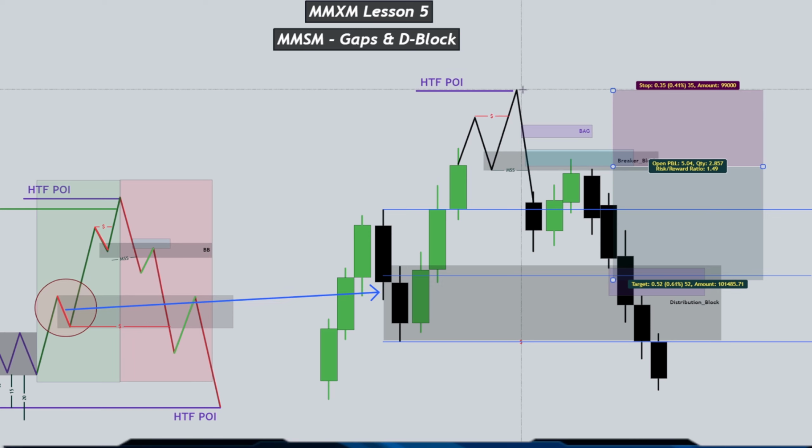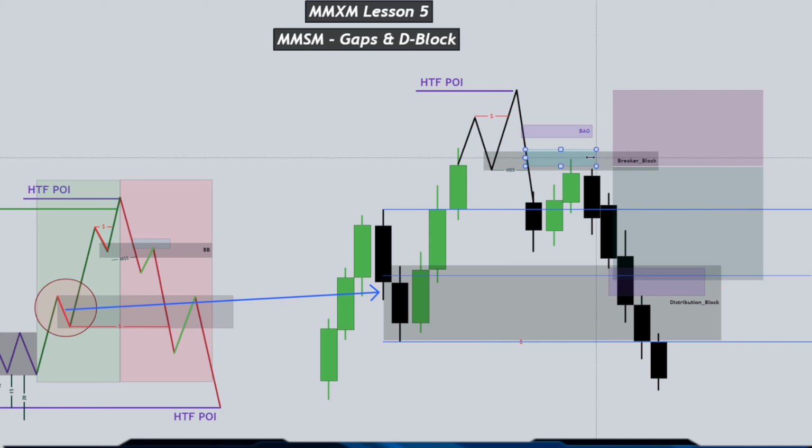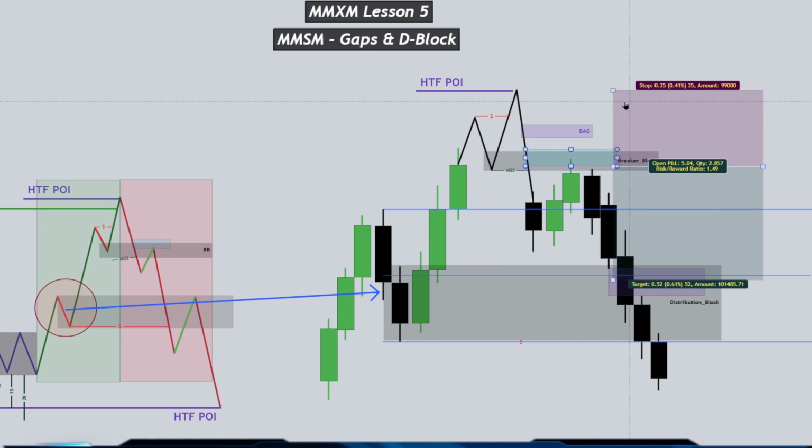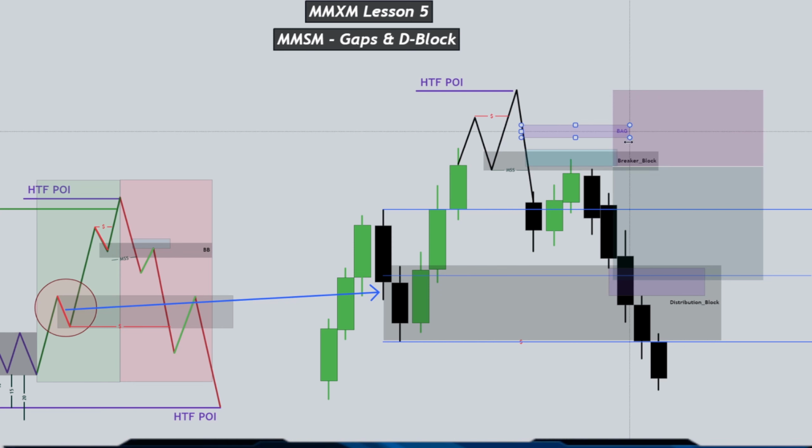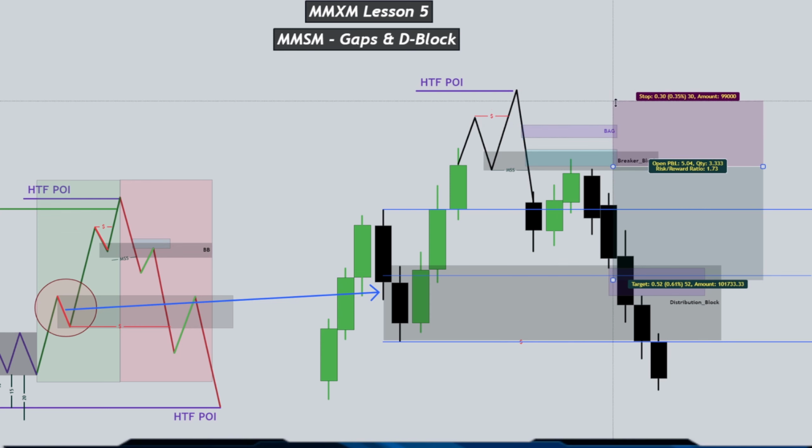The reason behind that is, if I'm wrong regarding my fair value gap selection, I have a breaker block, which is the first level of defense. I have a fair value gap aligning with my breaker block, which is the second level of defense. I have a possible breakaway gap, or a gap that may work as a breakaway gap, which can be my third level of defense.